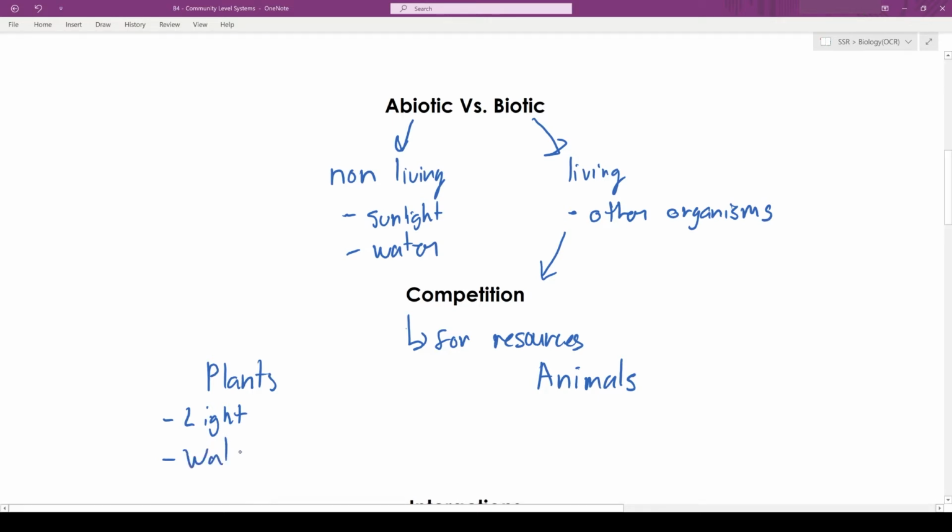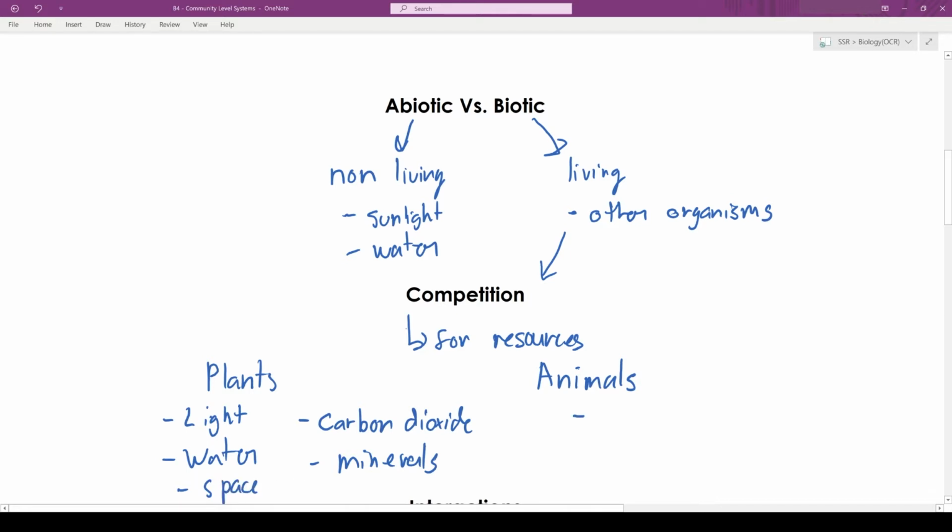It will compete for water, so their root systems will compete with each other in order to get access to water. It might compete for carbon dioxide in certain environments. It will also compete for minerals in the soil, and finally for space to grow.